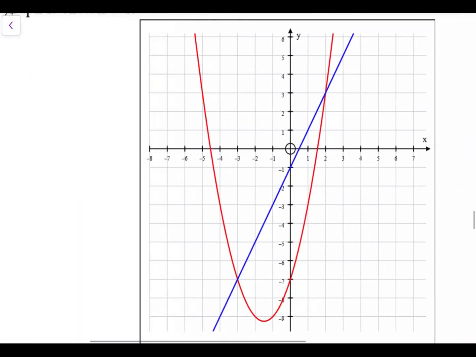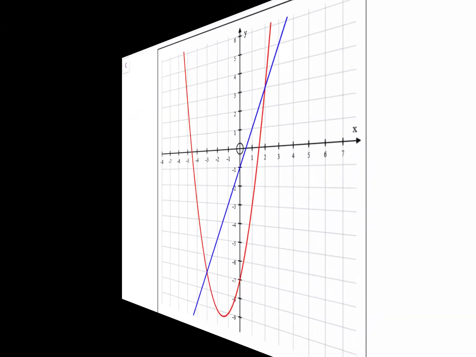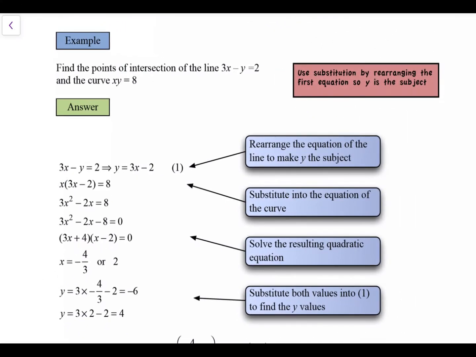Here's what the graph looks like. We've got a parabola, we've got a line, and we've just found the points of intersection of the line and the parabola. In this example, we've got a line and a hyperbola, xy equals 8. The way we're going to solve this is rearrange the first equation here so we make y the subject. So that's the first thing there, y is 3x minus 2. Then substitute that into the equation of the hyperbola, xy equals 8.